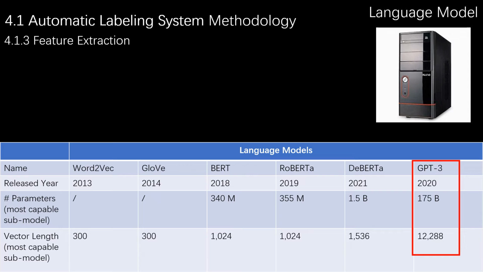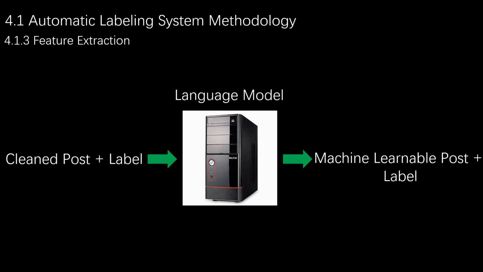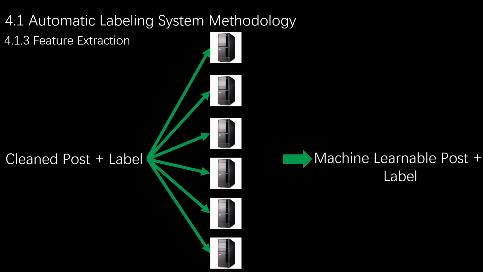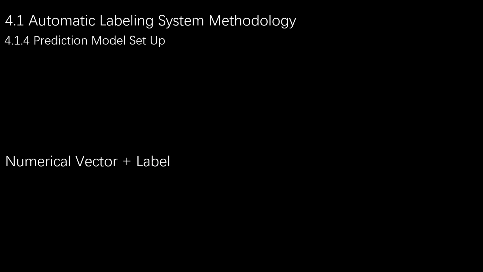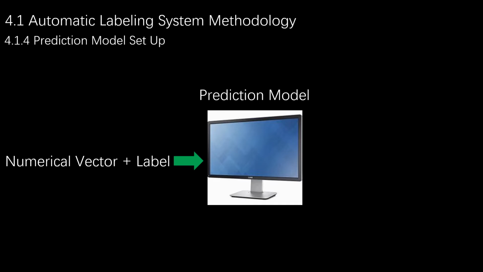One language model that's worth noticing is GPT-3, which has at least 100 times more parameters in its neural network and 8 times the vector length of the other language models. This is also the most capable language model so far. In this thesis, we put the clean post into 6 language models respectively, each of which outputs a numerical vector, which represents the semantic meaning of the post. We then put each numerical vector into our prediction model as the learning material and get the prediction results.